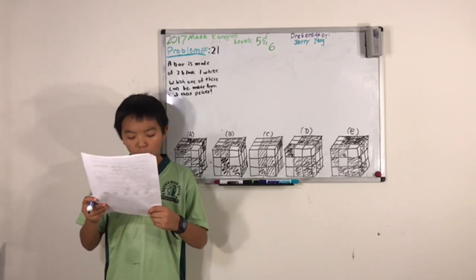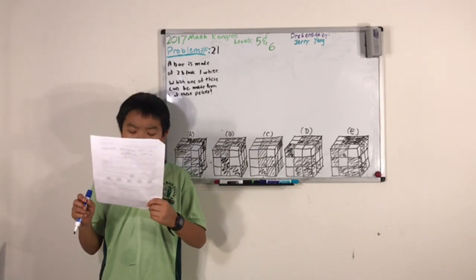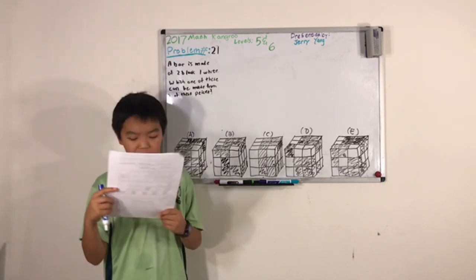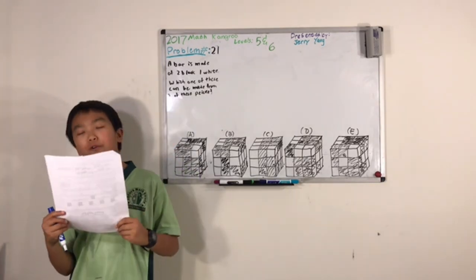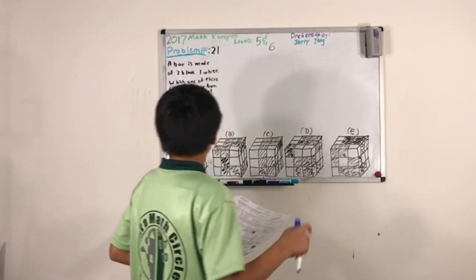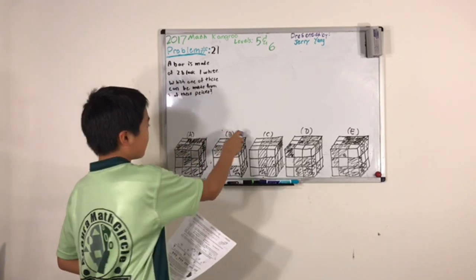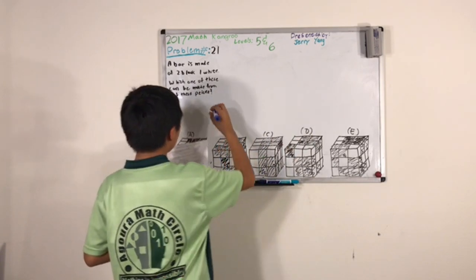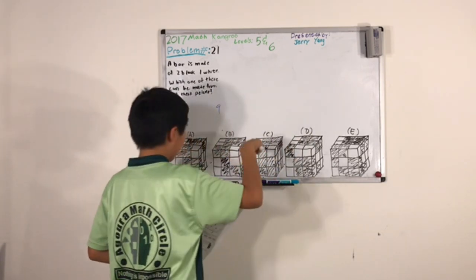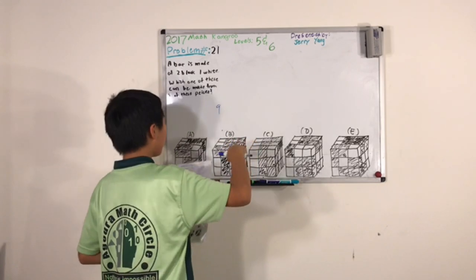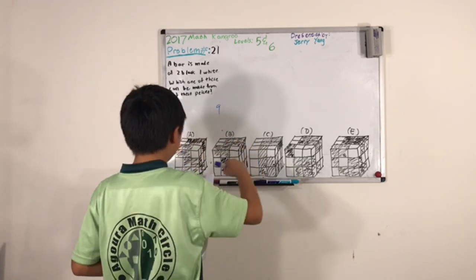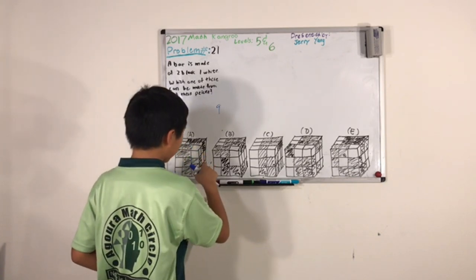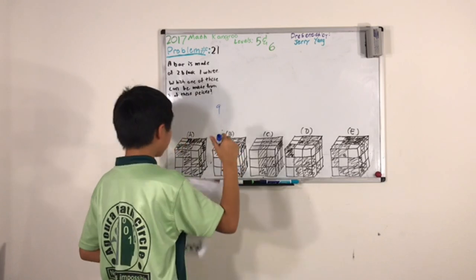Problem 21. A bar consists of 2 gray cubes and 1 white cube glued together as shown in the figure. Which figure can be built from 9 such bars? So, we see that A, B, C, D, and E have all been drawn out. So we know that there should be 9 white pieces that we should be able to see. So if we count these, how many white pieces there should be? 9 that we can count. 1, 2, 3, 4, 5, 6, 7, 8, 9. Okay, so this one has 9.